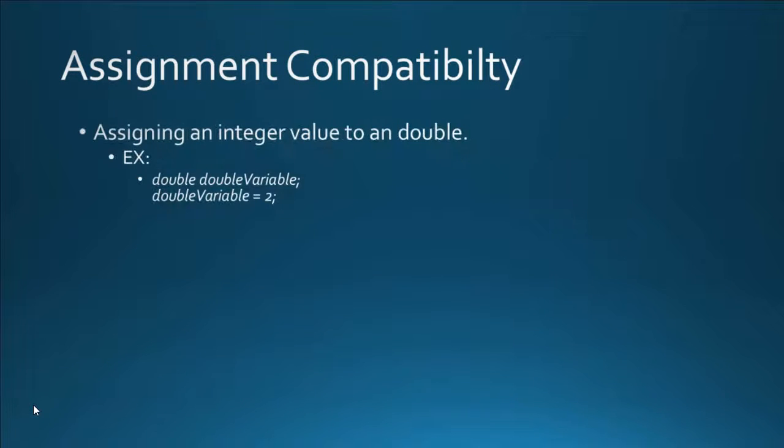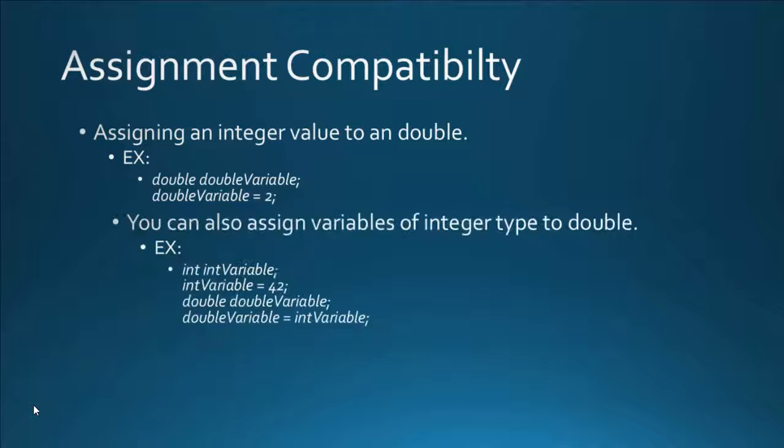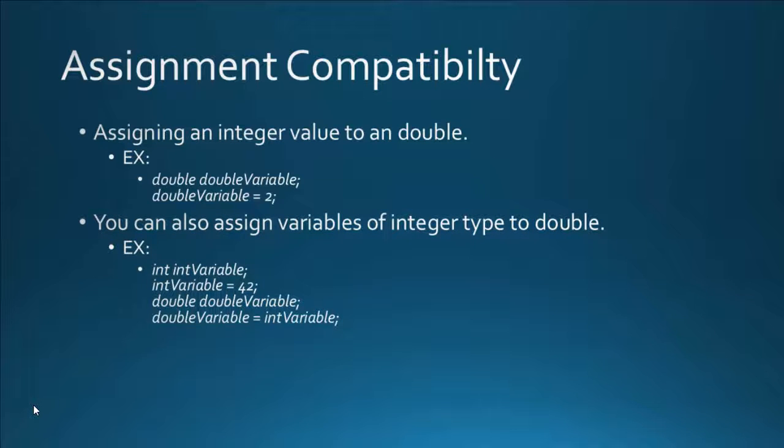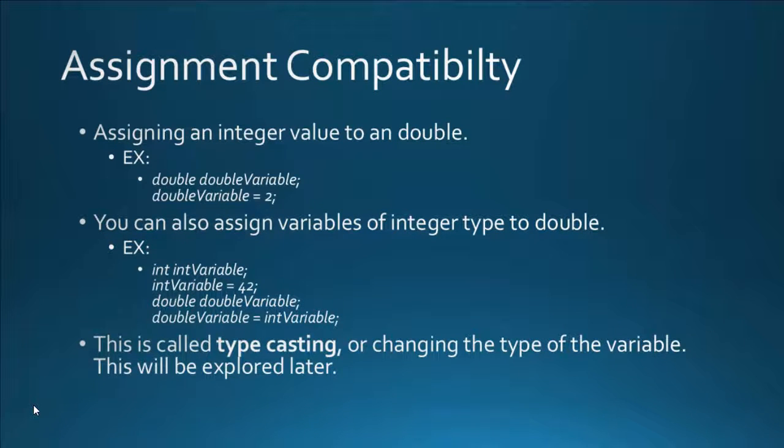Assignment compatibility. Let's look at assigning an integer to a double. In this example, I have double variable equals 2. This is like that example I just talked about. We can also assign variables of integer type to double. So here I have int variable equals 42, and double variable is equal to the int variable. What would be the value of double variable right now? The value of double variable would be 42, because again, doubles can take ints, just int can't take double. This is what's known as typecasting, or changing the type of the variable. We're going to explore this a little bit more later.